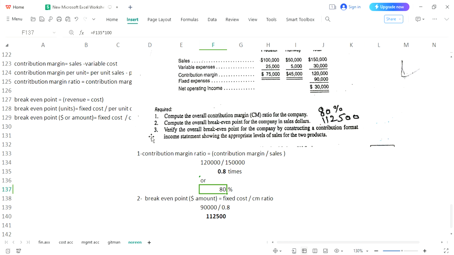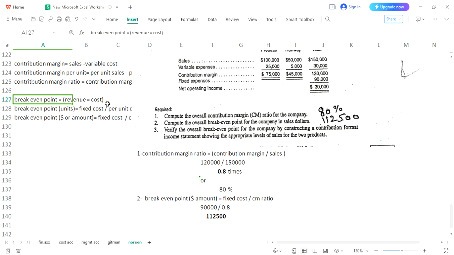Let's go to our third requirement: verify the overall break-even point. Now we are asked to verify it. What exactly is break-even point? You can see over here we have decided where revenue is equal to cost. Now if you use this sales of 112,500, how much should your net income be? You can keep your eye over here. If revenue becomes equal to cost, how much profit will you earn?